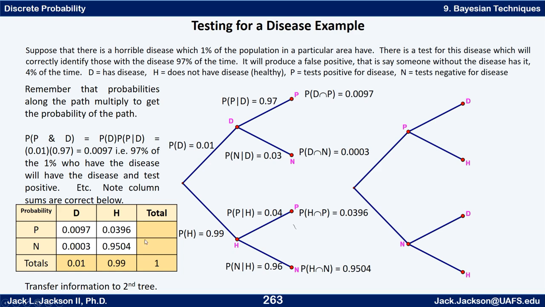Those 4 probabilities are the 4 probabilities that show up right here in the middle of the table, and those are called joint probabilities. They're the probabilities of intersections of events. Now, what else can we fill out in this table? Well, actually, before we do that, let's transfer any appropriate information from this tree to the other tree. Well, the one thing that the trees have in common is that the 4 probabilities at the end are the same as these 4, perhaps in a different order.